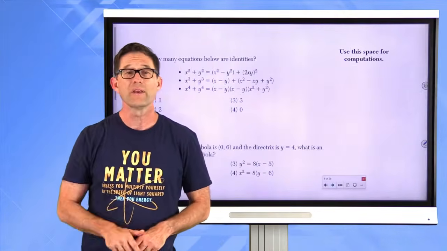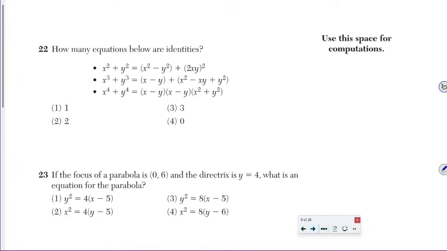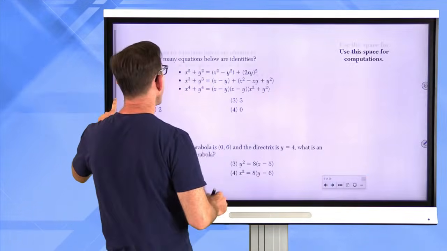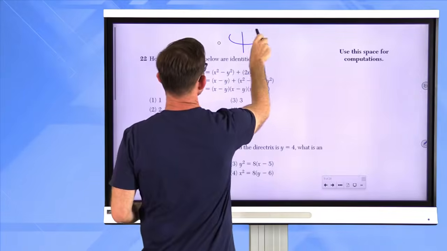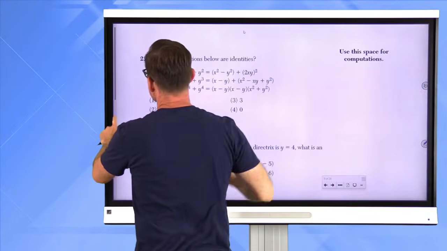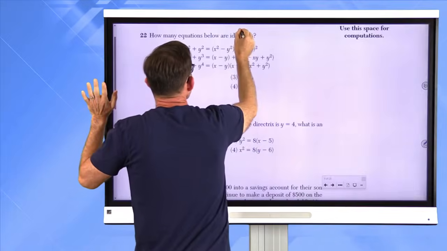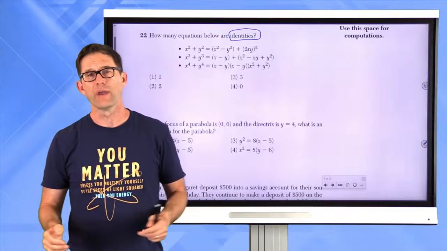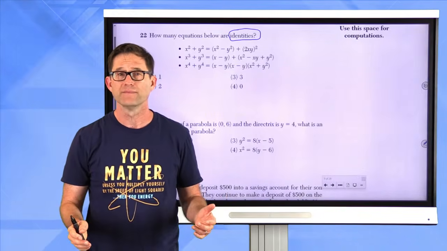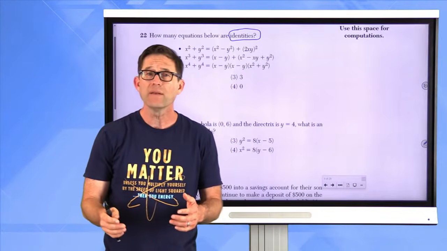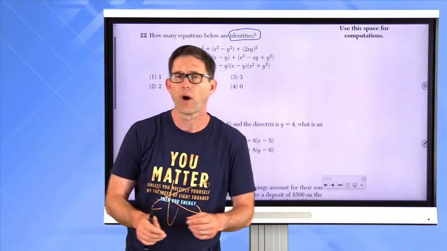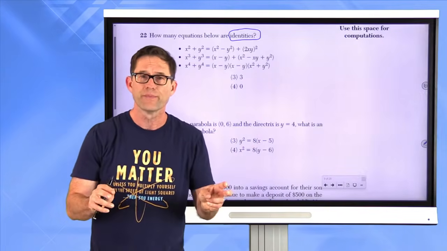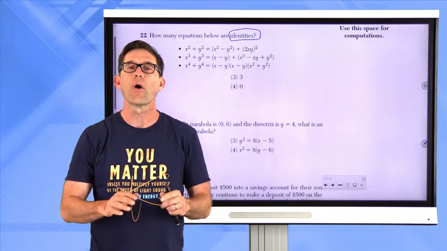All right, let's take a look at 22. How many equations below are identities? All right, well, let's begin by just discussing what in the world this means. Let's discuss what in the world this word means. All right, there are lots and lots of equations that you've come across in math, okay? Lots of equations. All right, and many times you solve those equations for x or y or whatever for the one value or two values or three values that make the equation true. Identities are equations that are always true.